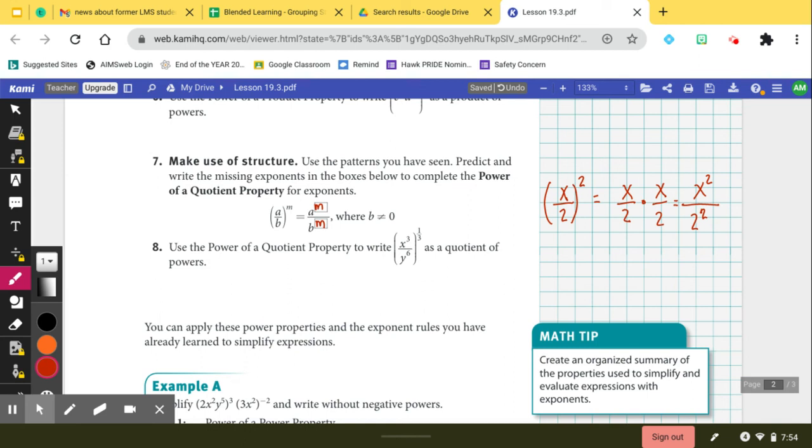I'm going to do the examples in another video, so if you're still having trouble understanding each of these properties, come back for part 2.